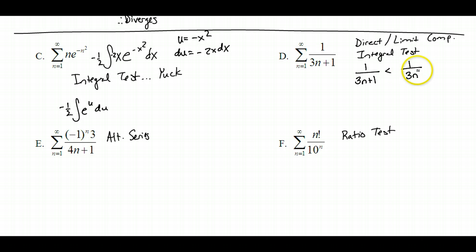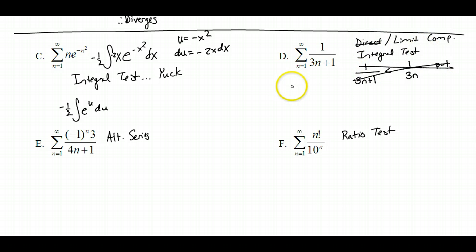Well, if I look at this situation, it'd be my p series I'm comparing it to, and the power is 1. So remember, if your power is equal to 1, it diverges. If our bigger diverges, can we say anything about the smaller one? No, because smaller numbers could possibly converge. So direct comparison didn't work for this situation.